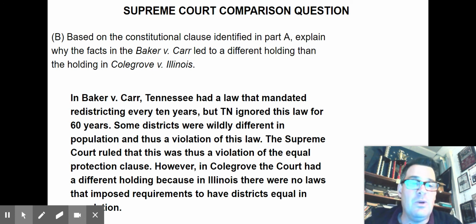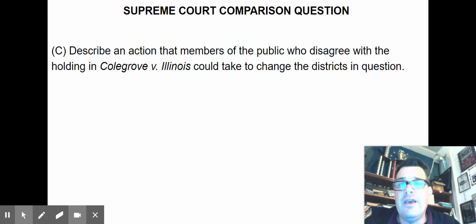All right, now we deal with the last part, which is the fourth point, and sometimes the fourth point is definitely the hardest point in a Supreme Court comparison question. In this case, we have a very common Part C, which is describe an action a member of the public who disagrees with the holding in Colgrove versus Illinois could take to change the district in question.